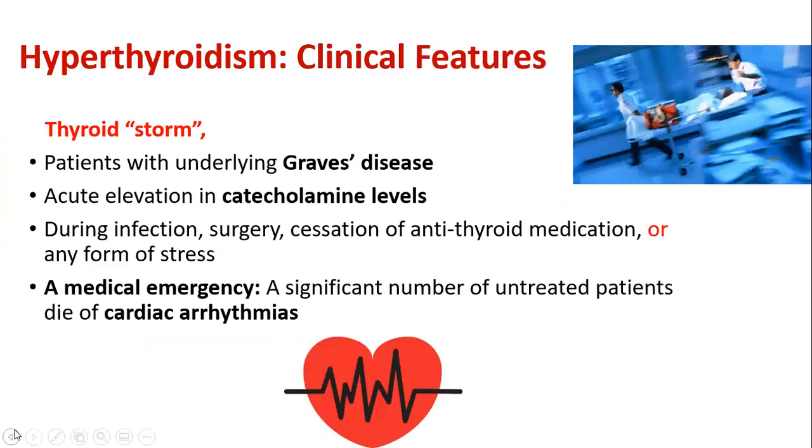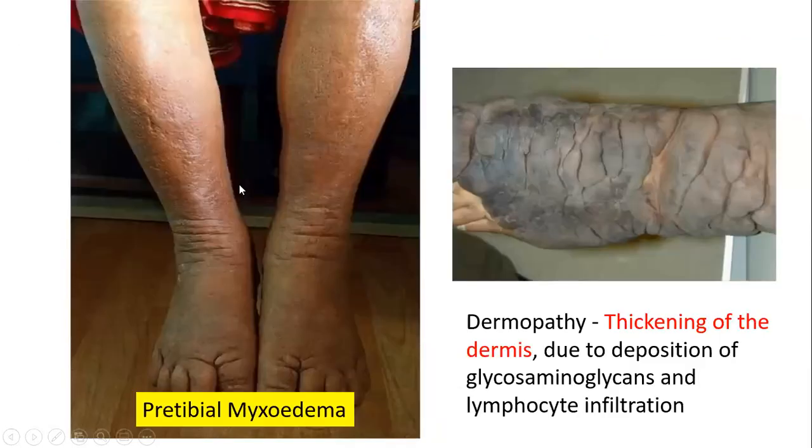Thyroid storm: a patient with underlying Graves' disease has an acute elevation of catecholamine levels. It happens during surgery, cessation of antithyroid medication, or any form of stress. Basically, these patients will have high catecholamine levels, a medical emergency. A significant number of untreated patients die of cardiac arrhythmia. This can happen in the hyperthyroid state because of sympathetic overstimulation by elevated levels of catecholamines.